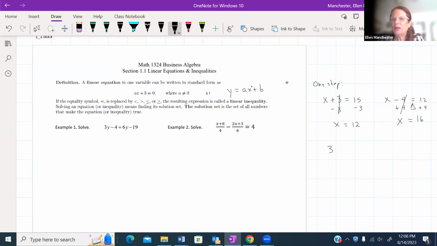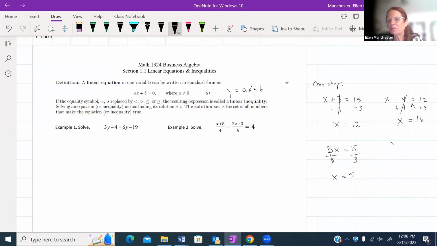The other one is the multiplication principle. So now I'm multiplying. Notice I don't have a plus or minus sign in between. What's the opposite of multiplying? Dividing. So I'm going to divide both sides by 3. And again, the goal is to get that x by itself. So x equals 5 makes sense because 3 times 5 does equal 15.